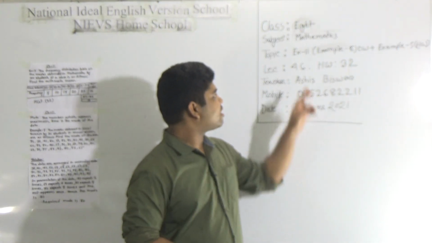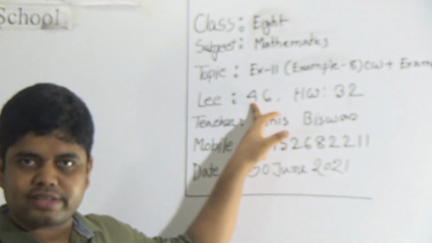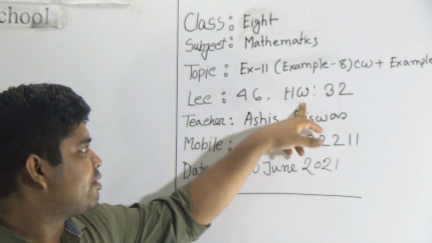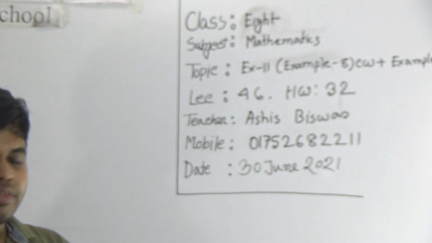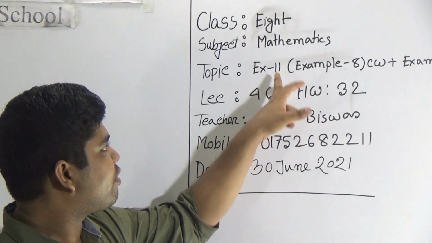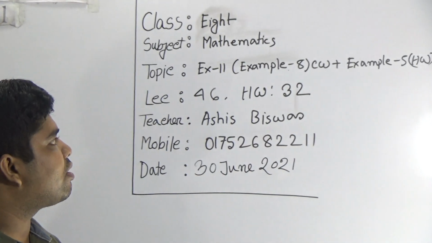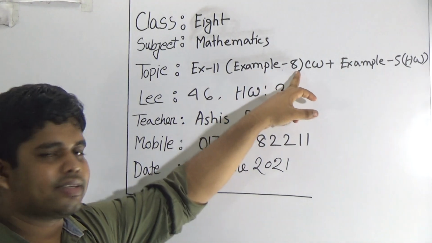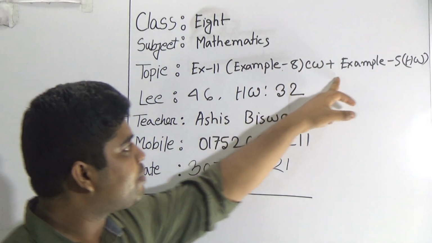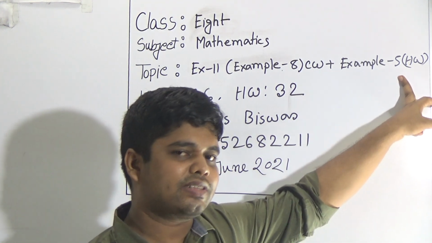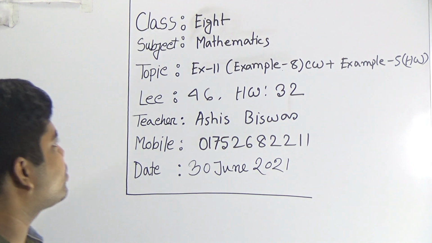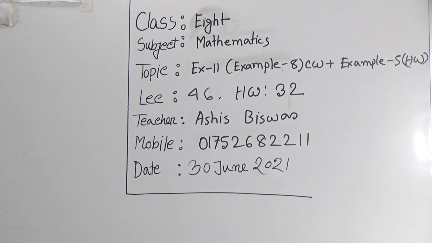Today is our lecture number 46 of half yearly examination and today's SW number will be 32. Now my dear students, our today's topic is exercise 11, and from this chapter we shall solve example 8 as your CW and example 5 will be your SW, and this is SW number 32. So my dear students, let us start our class.